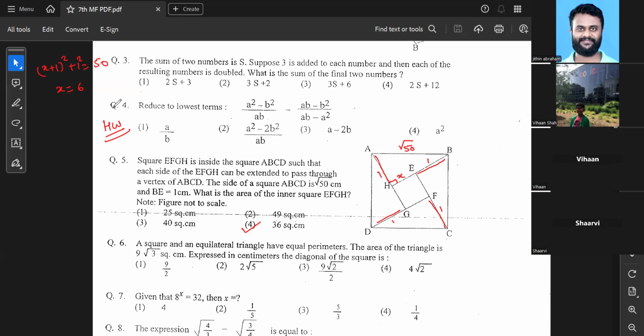And could you solve question number 4 once? I will solve question number 4 during the doubt solving session. For now, I want everyone to try. I understand you might have tried and you might not have got the answer. Hence, I want everyone to try, and then I'll solve. Okay, sir. The same one. Okay, just a minute.